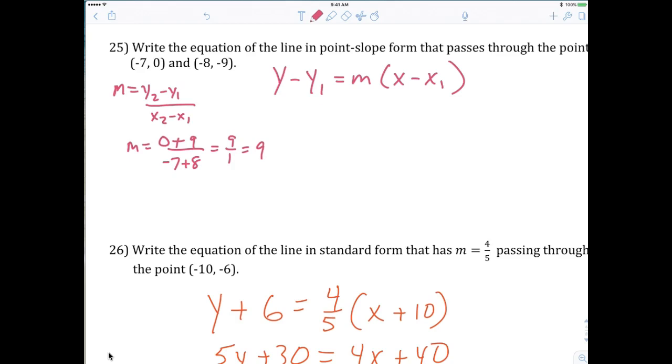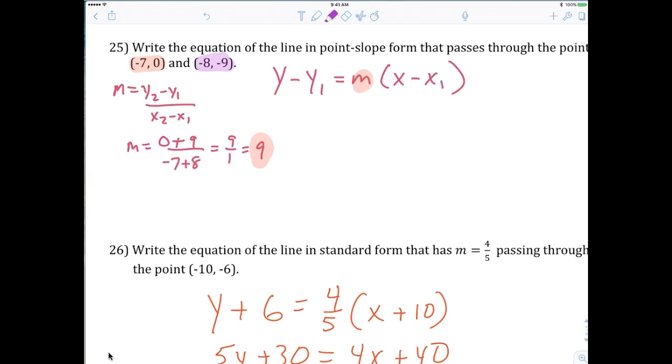Anybody have any questions with plugging numbers into those formulas? You good? All right. So now I have 9, which represents the slope. So that's going to go in for there. Now I have 2 points here. Does it matter what point I use? Now they're going to look different, but are they different? No. You get to choose. But you must use the x and y from the same point.